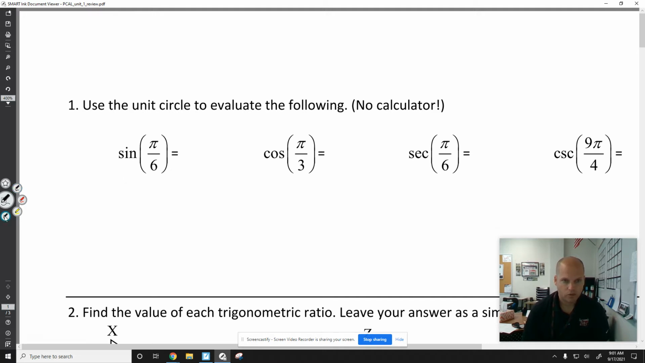Start off with some trig functions. Not going to use a calculator for it. Sine of pi over 6. Let's get our triangle out.